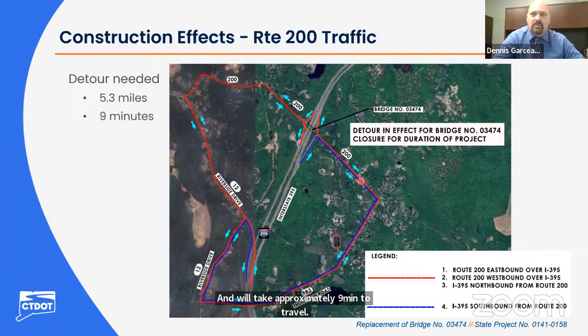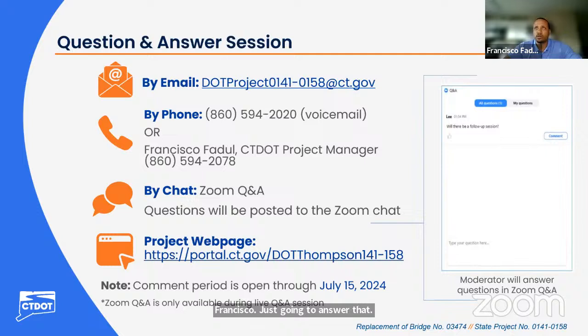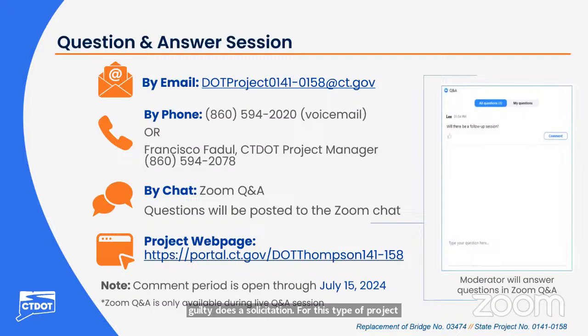Looks like there's another question that just came in. Will there be a solicitation or an RFP for CE&I services? Francisco is going to answer that. Good evening, Francisco Fadul here, the Connecticut DOT. That determination is going to be made by the construction office as we come closer to the advertising for construction. Normally Connecticut DOT does a solicitation for this type of project. Thanks, Francisco.